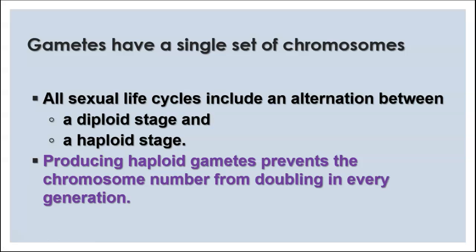All sexual life cycles are going to have some kind of alternation between a diploid stage and a haploid stage. In some organisms, the diploid stage is the major part of the life cycle, like it is with us. In other organisms, the haploid stage may be more prominent than the diploid stage. It just depends on the organism. And again, we'll talk about that as we talk about other kinds of organisms. But the big reason for producing these haploid gametes is that it keeps the chromosome number from doubling every generation. It would get very complicated pretty quickly if we didn't cut that number down. So maintaining a specific chromosome number for a species is really important.